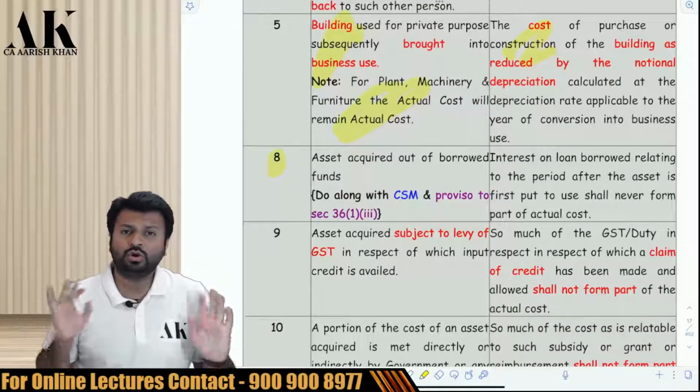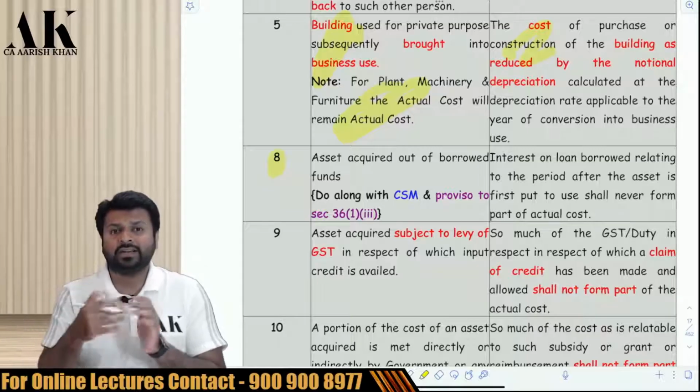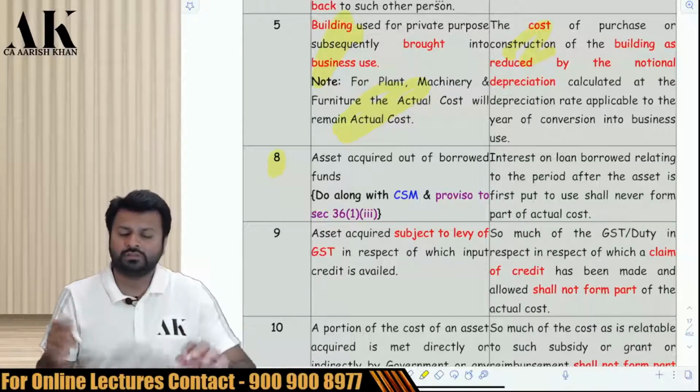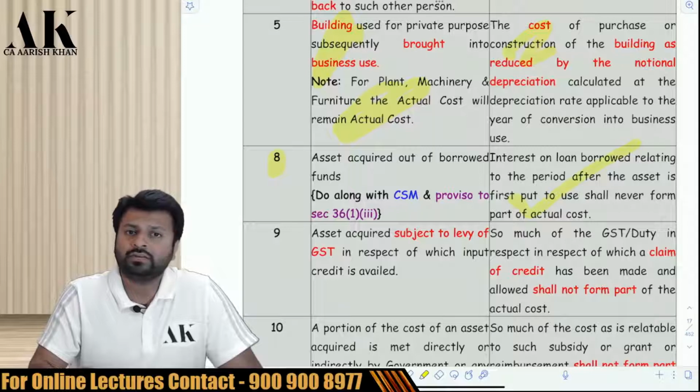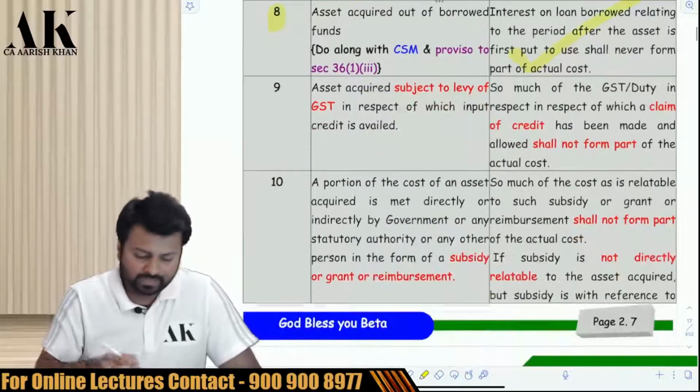Once the asset is put to use, if you have taken any loan, then that interest will not be capitalized to the cost of the asset. That will go to the revenue account, that is, to the P&L account, and you can claim it as a revenue expenditure under section 36(1)(iii). Explanation 9.